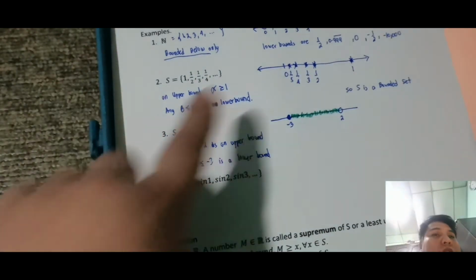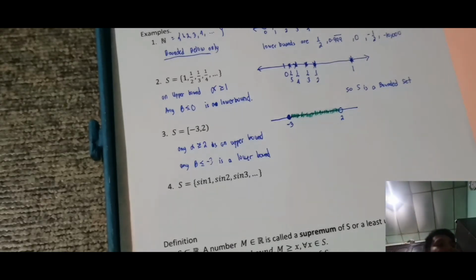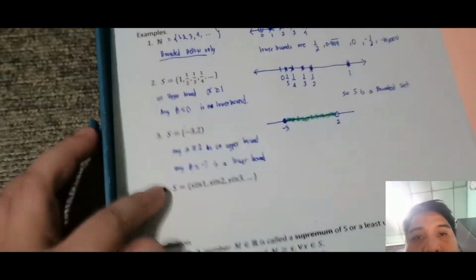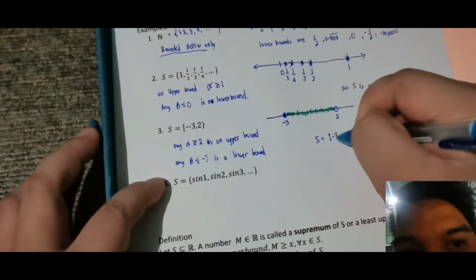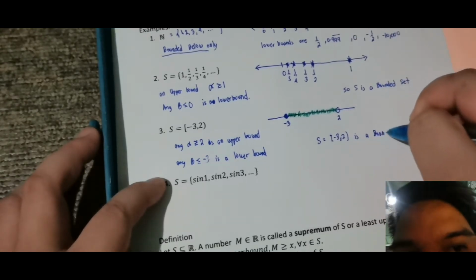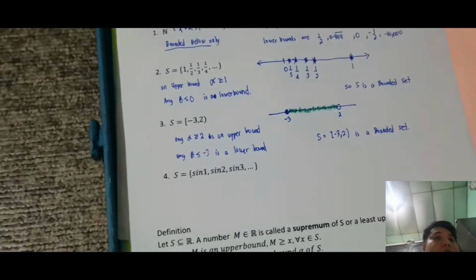Okay, so it's simple, sir, because I can see everything. So its lower bounds are negative 3, negative 3.01, negative 4, negative 1 million. Its upper bounds are 2, right, 2, 3, 4, 2 point something, pi, e, all of those are there. Okay, so note that S, which is equal to negative 3, 2, is a bounded set. Okay, so that's how simple it is.